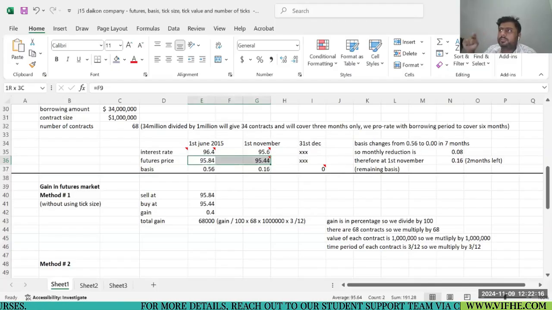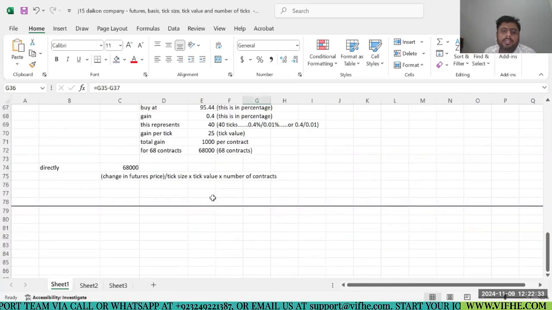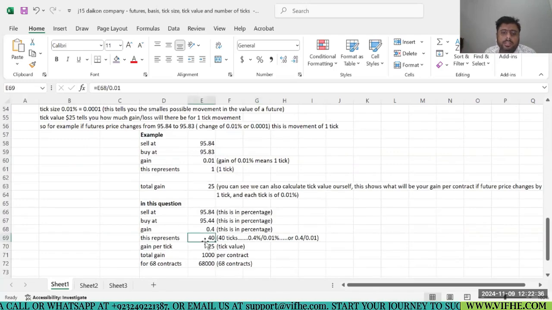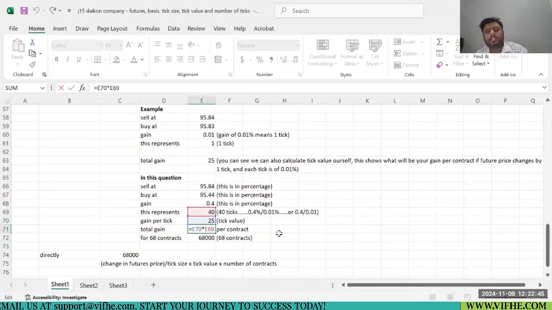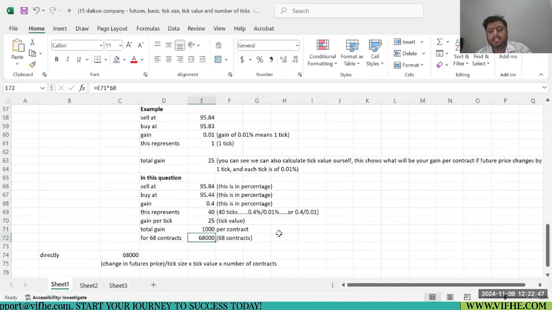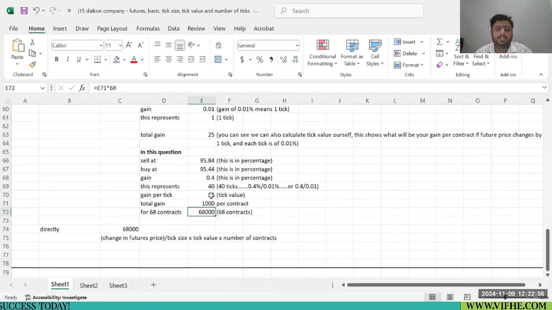Like the thing has moved by 0.01, 40 times. 0.01, 0.01, 0.01, 40 ticks. Correct? Tick is a movement of 0.01. So the total movement is 40 ticks. Now once you calculate that the total movement is equivalent to 40 ticks, each tick is valued at 25. So your total gain per contract is going to be 40 into 25. There are 68 contracts, so you again come up with 68,000. Same answer as per method number 1. Method 1 and method 2 give you the same answer.